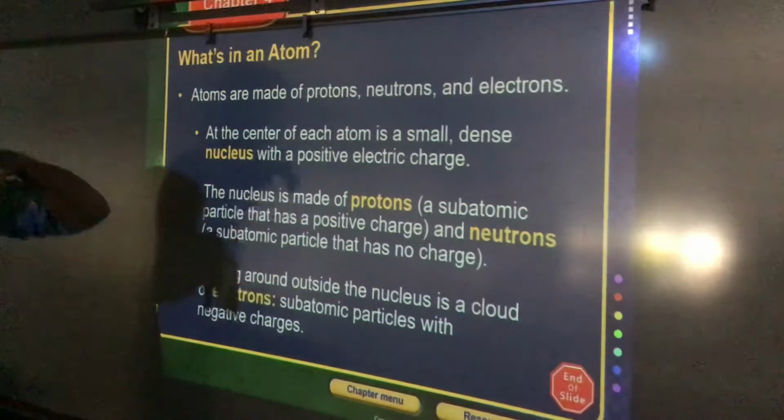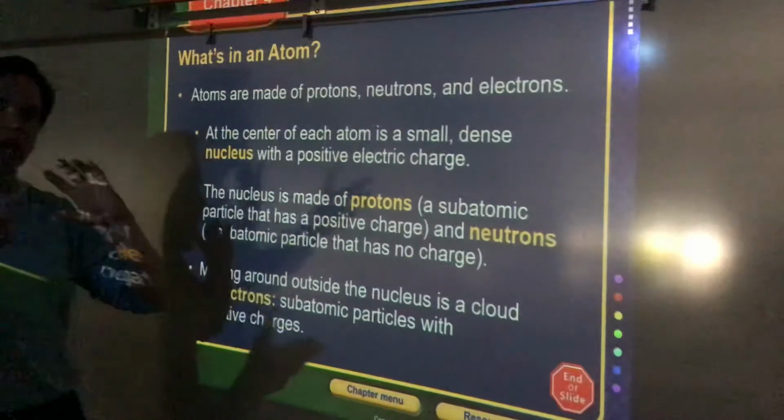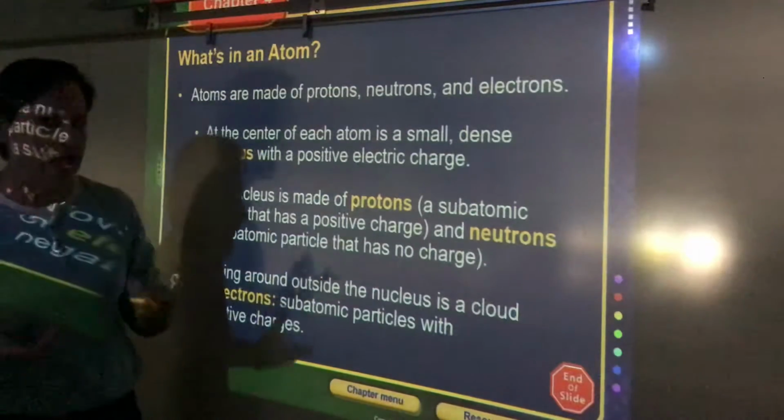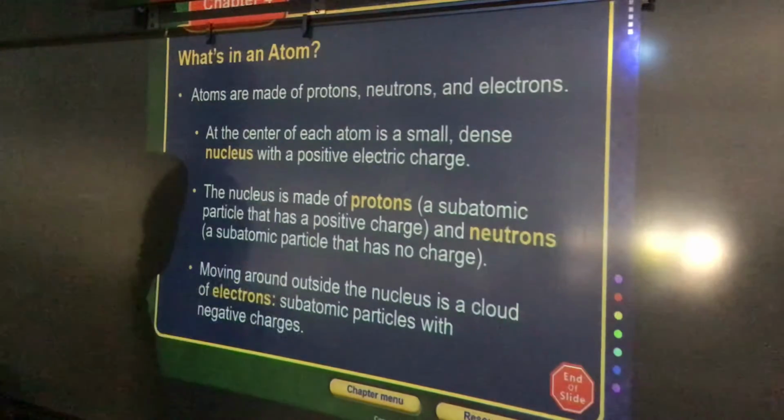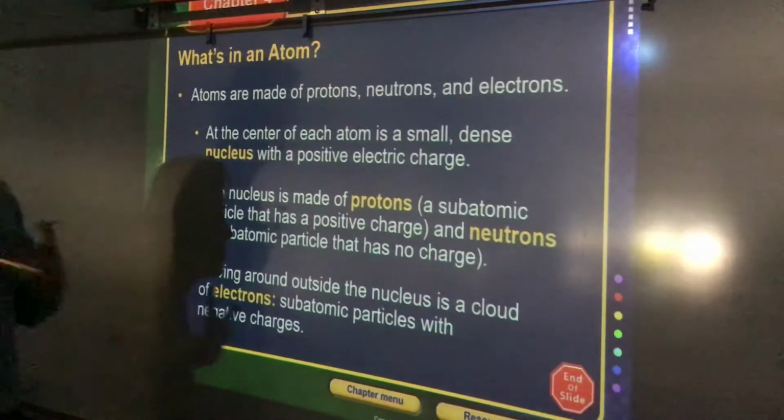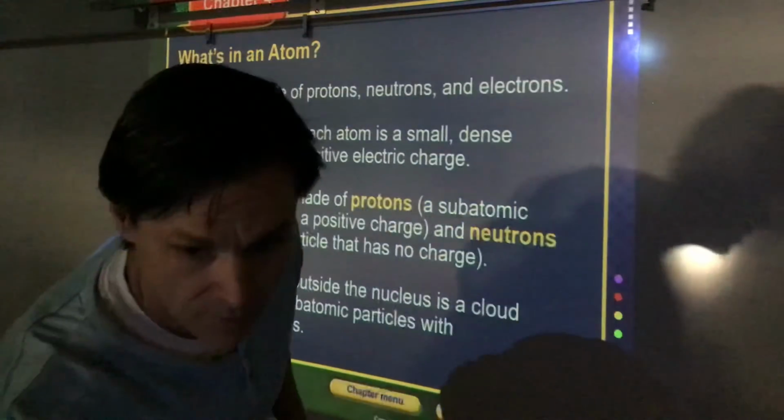So moving around in all these different orbits or shells or spheres, or they have lots of different names, or these clouds, these mysterious little things, are your electrons. And each one of those carries a negative charge, okay?